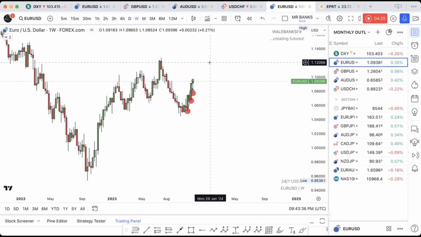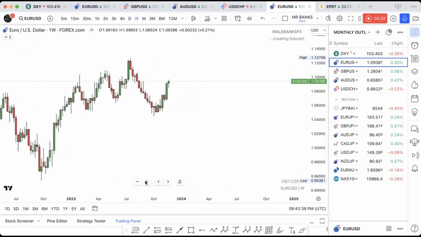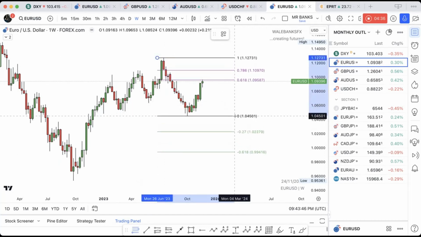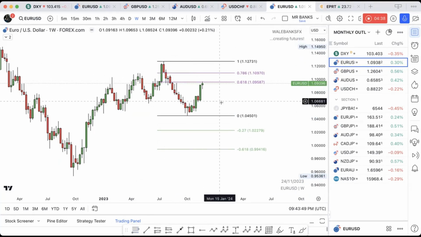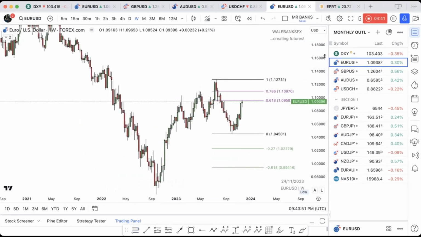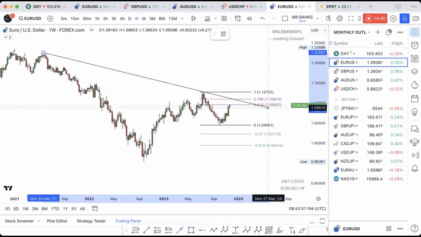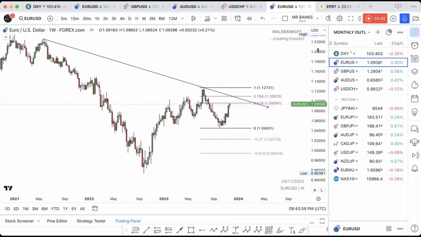Now on the Euro USD, I'm going to clear everything out and also draw Fibonacci from this high down to this low like this. You can see that price is at 618. Therefore we're going to connect our trend line from this high like this. You can see that we have 0.786 here. So what we're going to look for is to see if price will respect this weekly zone of 786 and the trend line touch.